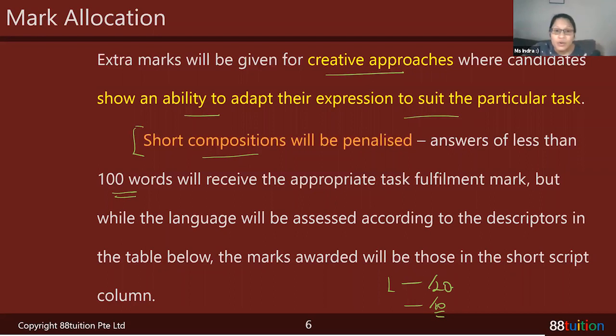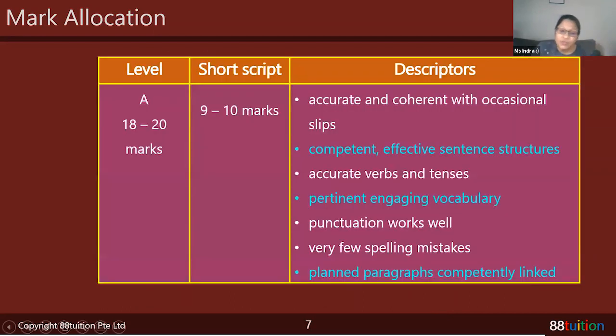Okay, so what I want to emphasize to you, you realize that a short script is out of 10 maximum, you can only get 10 regardless of how awesome your language is, simply because it is short. So as much as possible, students, I know many of you don't have that problem. Your problem, well, majority of my students tend to ramble. They go on and on and on, and then they find that they only have one point, but they go on because they don't know how to expand.